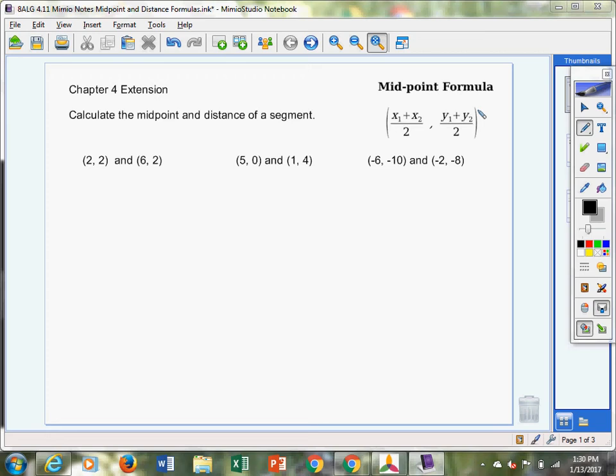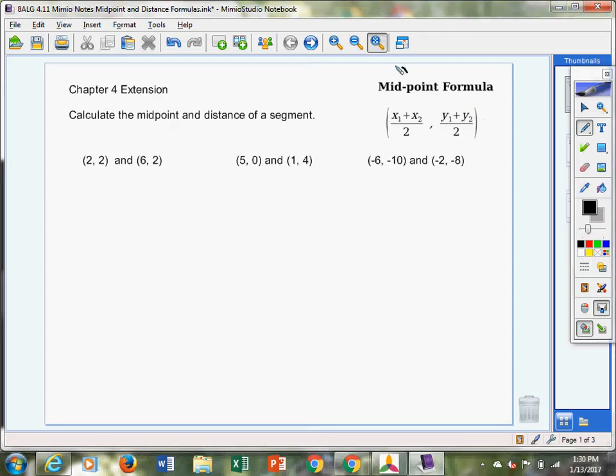7th and 8th grade algebra students, welcome back. We're in an extension section of chapter 4 on linear functions, and we're going to take a little detour and learn about calculating midpoints and finding distances of segments on a coordinate plane. So let's go ahead and get started.